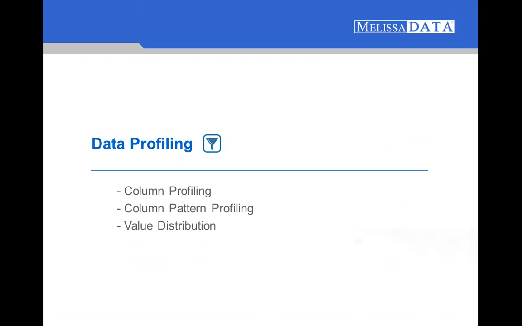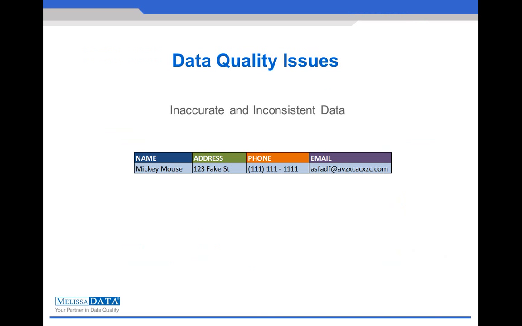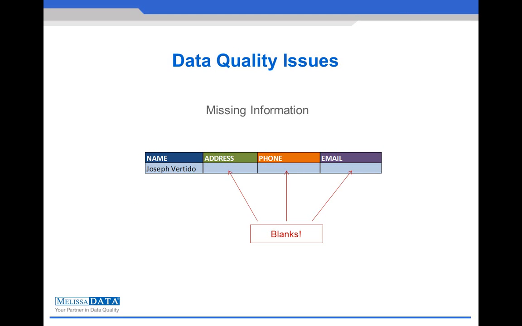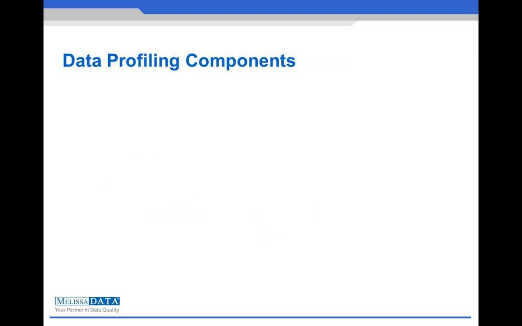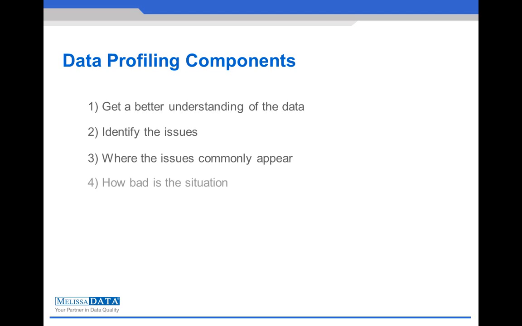Let's talk about what some of the common problems are when it comes to data quality. First, we have inaccurate and inconsistent data. Next, we have missing information, creating gaps and holes in our data. We have duplicate records. Well, how do we even know in the first place if we have any of these problems? The Melissa Data profiling components allow us to gather crucial information about our database to help us have a better understanding of the data, identify the issues we have, where they commonly appear, and how bad the situation actually is.